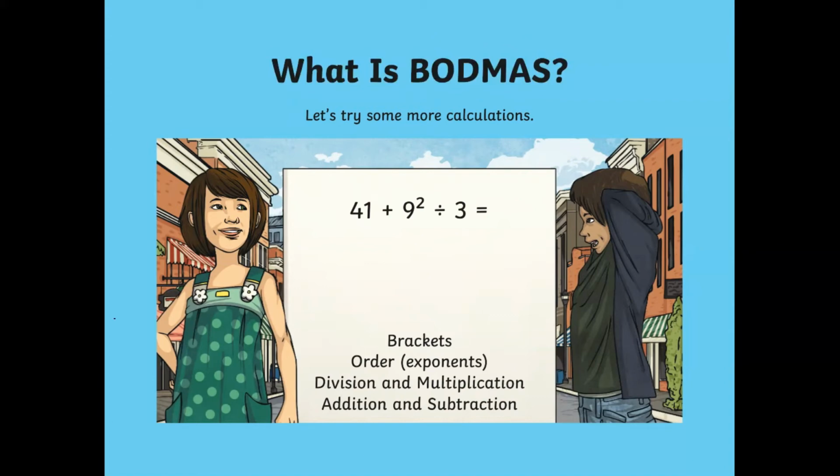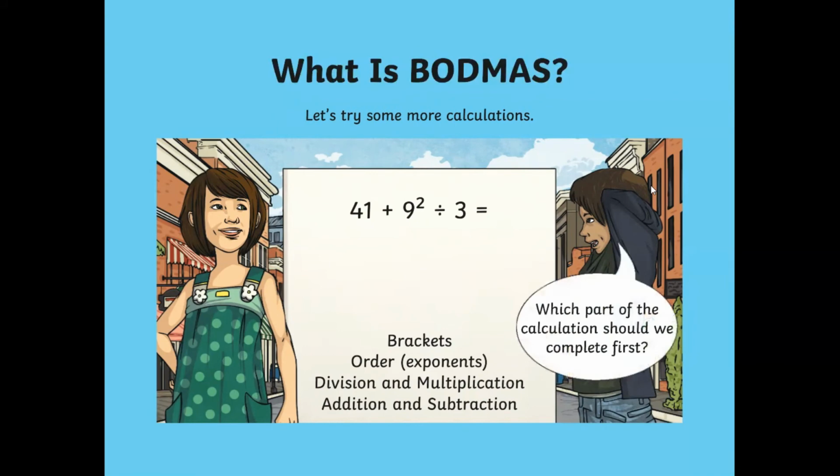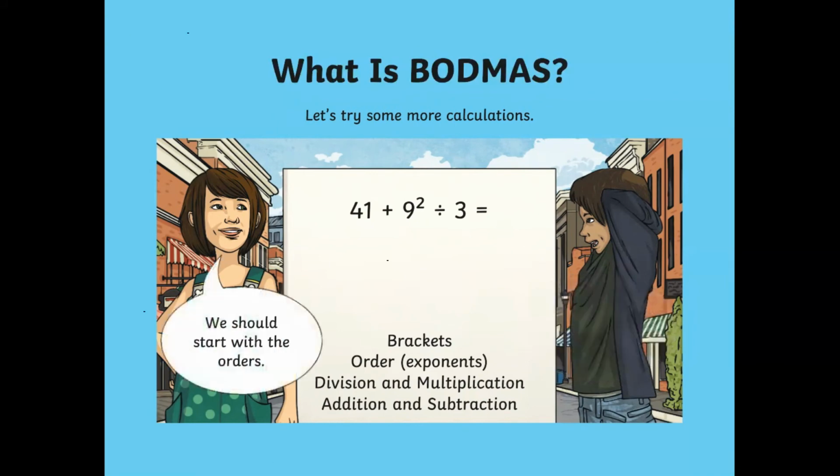So we have to calculate the order first. Okay, so which part of the calculation should we complete first? Okay, we should start with the orders. So that becomes 81. Then we still have two operations.